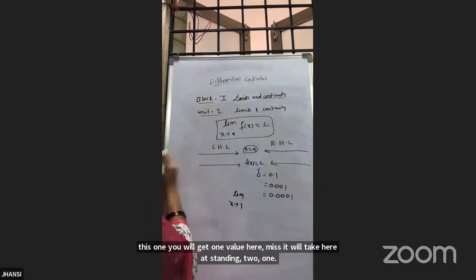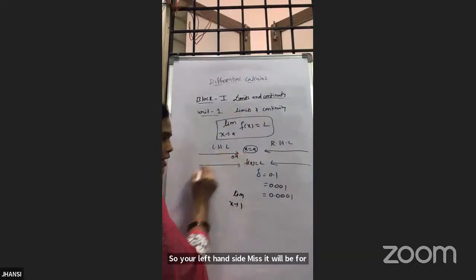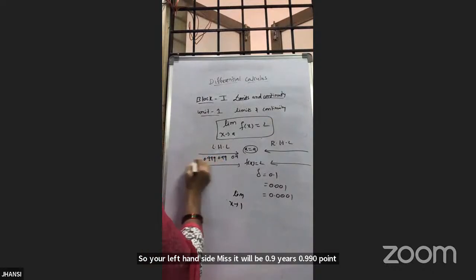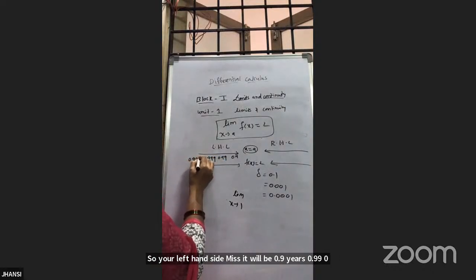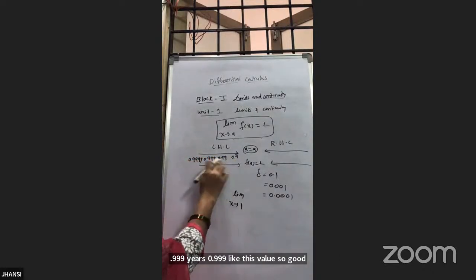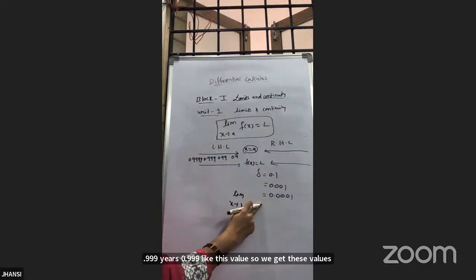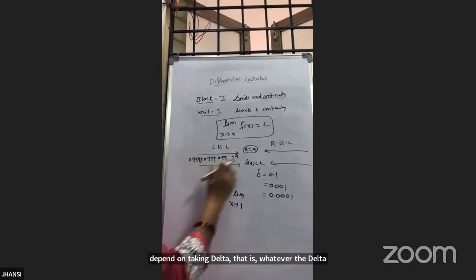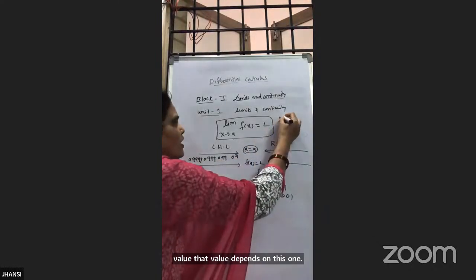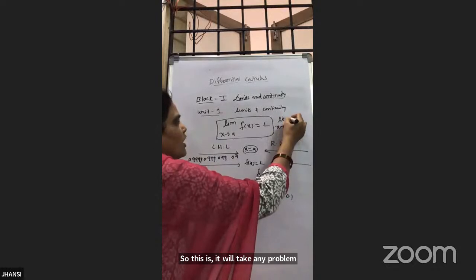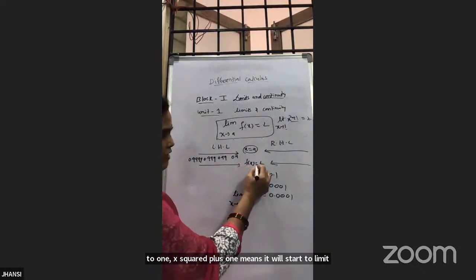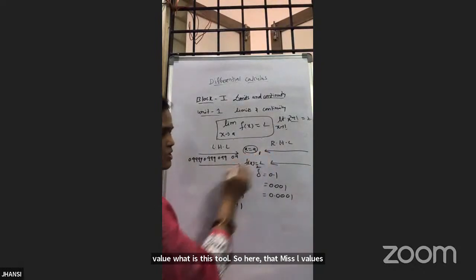So here, left hand side means it will be 0.9, 0.99, 0.999, like this, values will get. These values depend on taking delta. Whatever the delta value we take, that value depends on this one. If we take any problem like this, x tends to 1, x square plus 1, and substitute the limit value, what is it? It is 2, no? So here the L value is 2, and this value is 1.